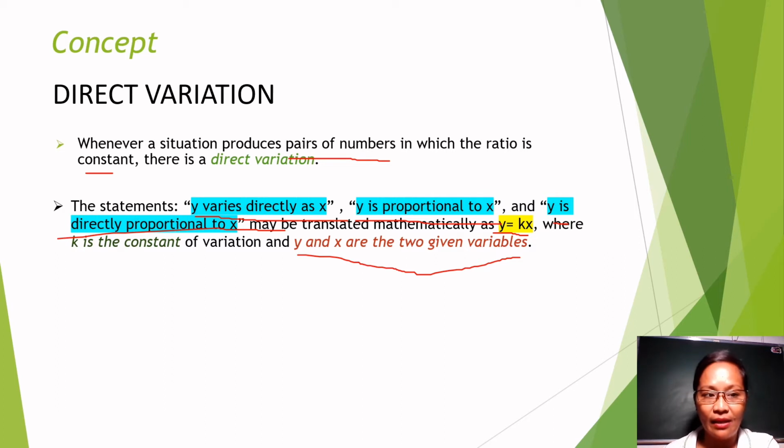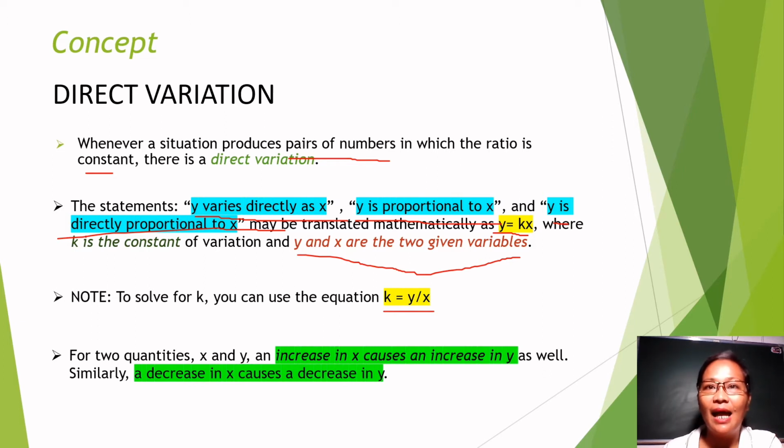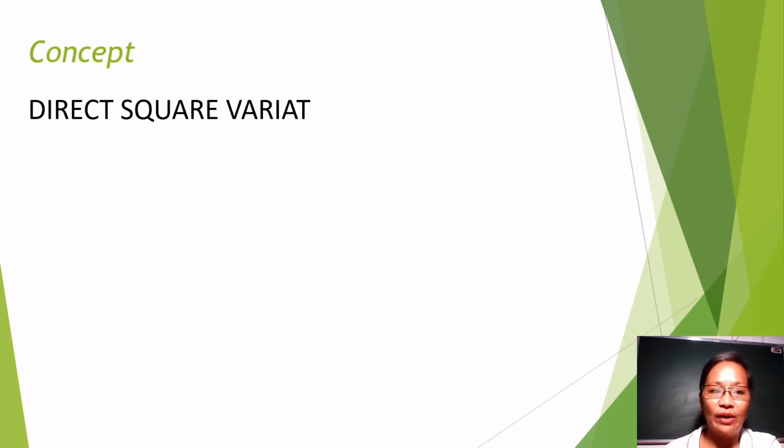So in here, a situation that produces pairs of numbers are the x and y. Okay, and the constant here, as we mentioned, is the k here. So when we say constant, it is already given here. Okay, always. Okay, next. Take note, to solve for k, you can use the equation k is equal to y over x. So if you buy the higher kilos of goods, the higher the amount to be paid.